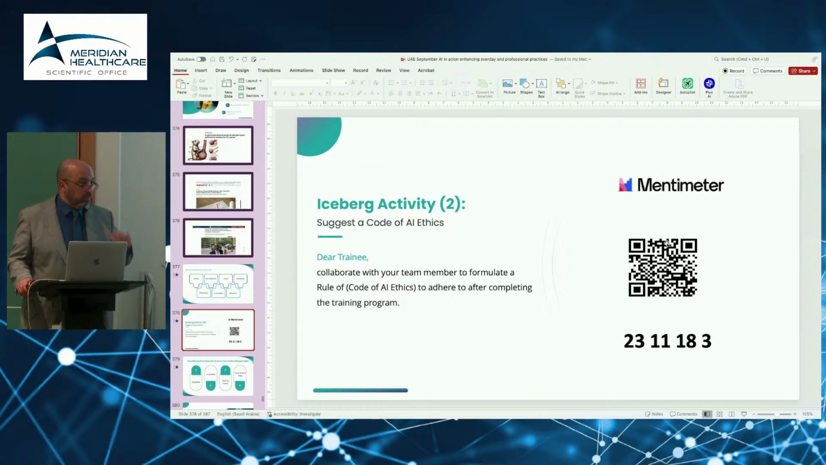So you need to respect this local regulation for using AI in your work. Yes. What else? Thanks.